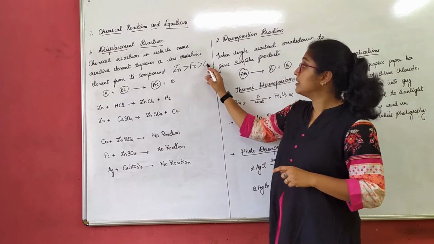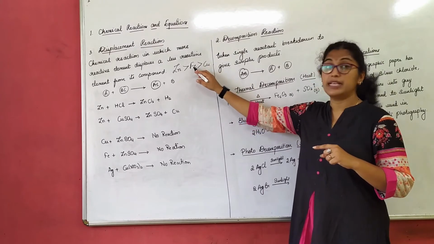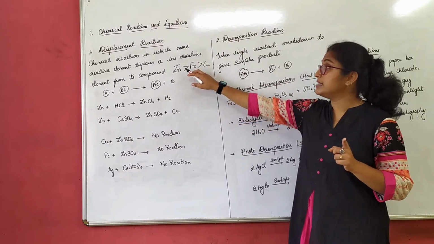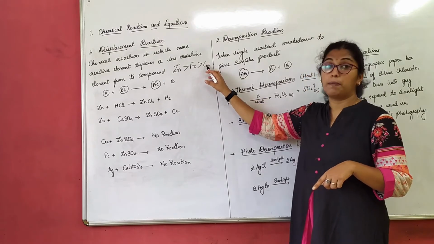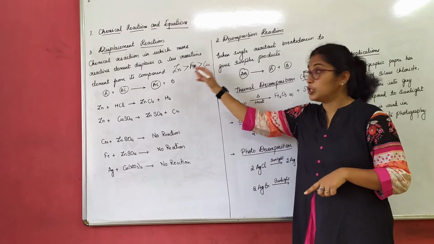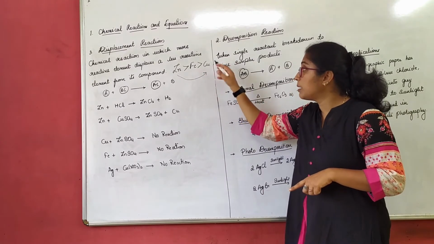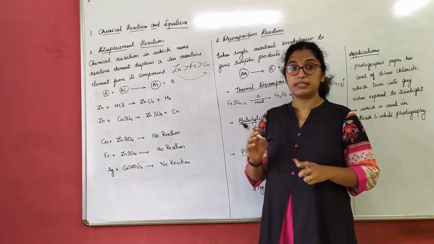That means here, can copper replace zinc? No. Can copper replace iron? No. Can zinc replace iron? Yes. Can zinc replace copper? Yes. Can iron replace copper? Yes. You can go in this way, but you cannot come this way. Got this point? Just remember these things.